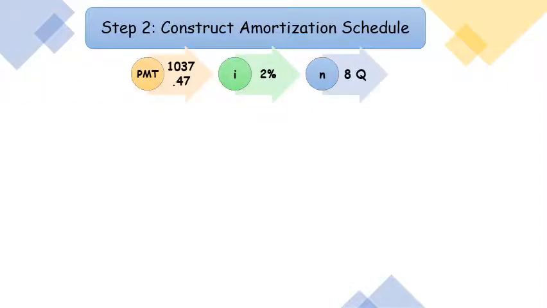After calculating the amount of payment at the end of each quarter, we can construct the amortization schedule. We need the amount of payment, which is 1,037 Egyptian pounds, the quarterly interest rate, which is 2%, and the number of quarters, which is 8.